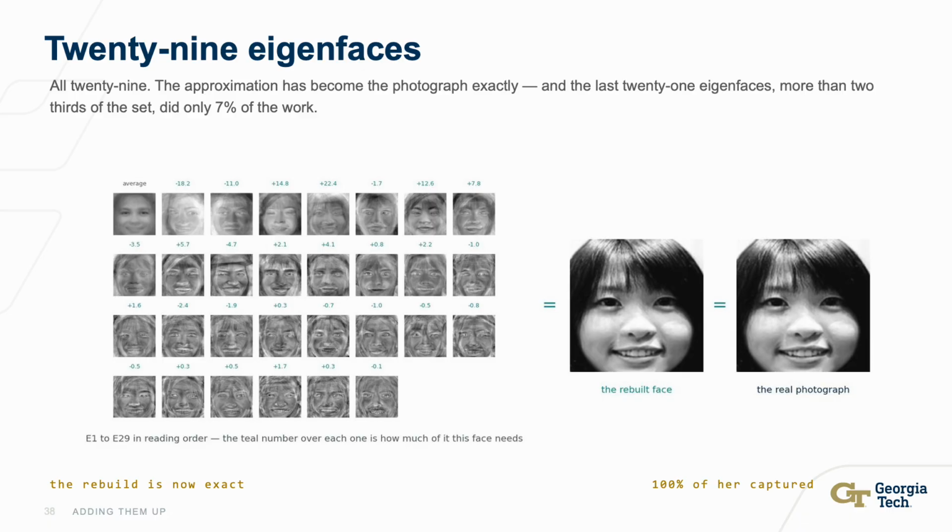The number worth carrying out of this sequence is this one. The last 21 eigenfaces, more than 2/3 of the entire set, were between them worth 7%. And it is also worth being clear about what that exactly means. This is not a good approximation that rounds off a photograph. With all 29 patterns, the difference between the rebuilt and the original is 0 at every one of the 16,000 pixels. There is nothing left over because there was nothing outside the 29 directions to begin with.